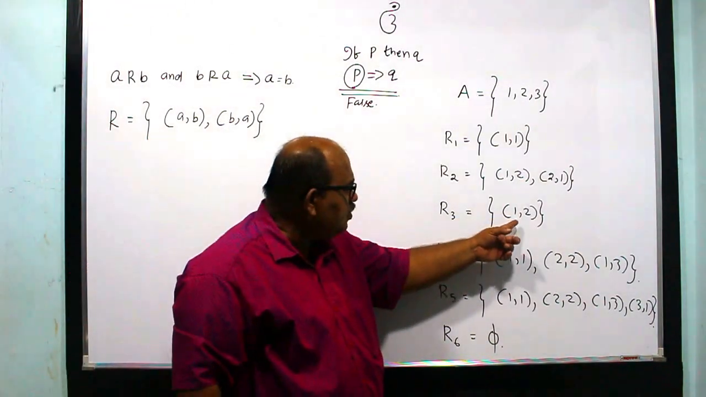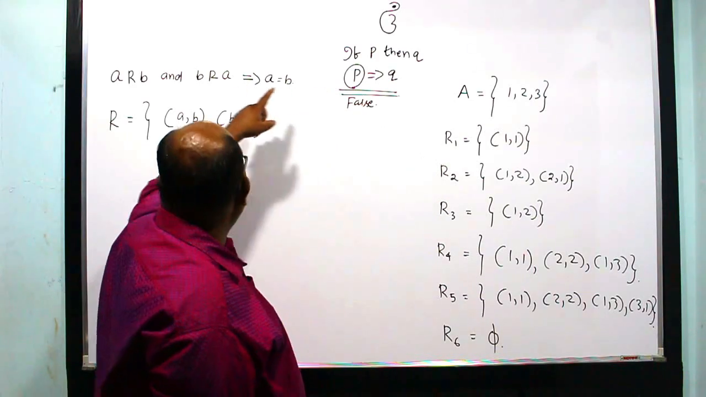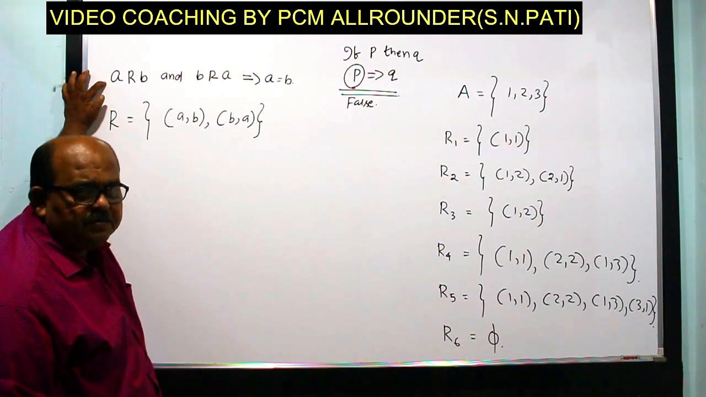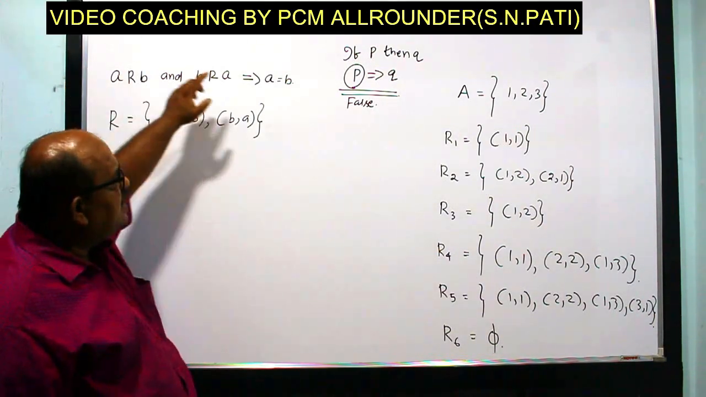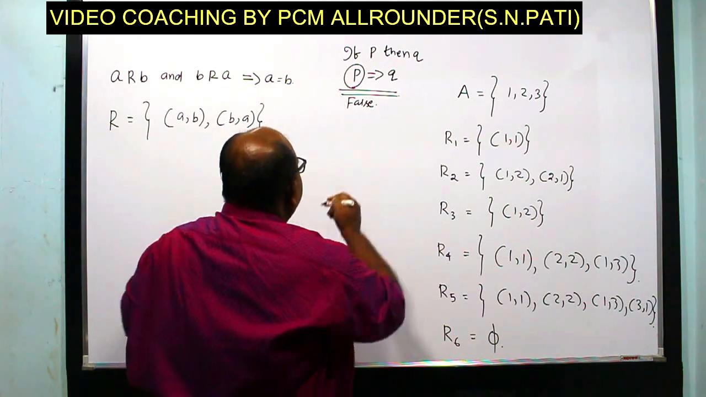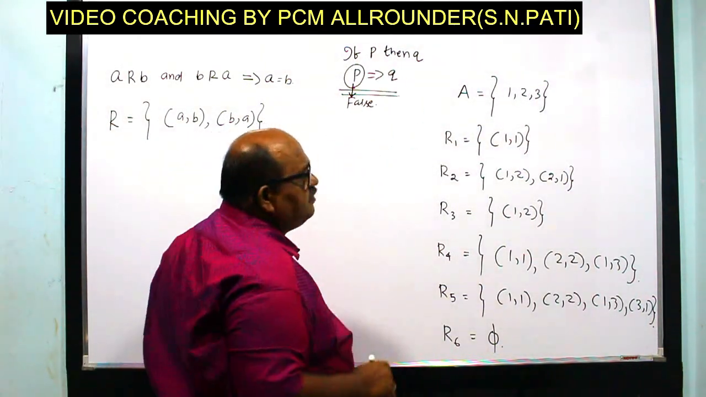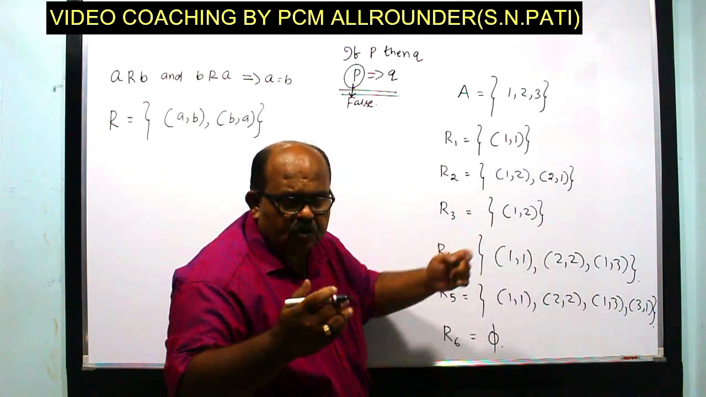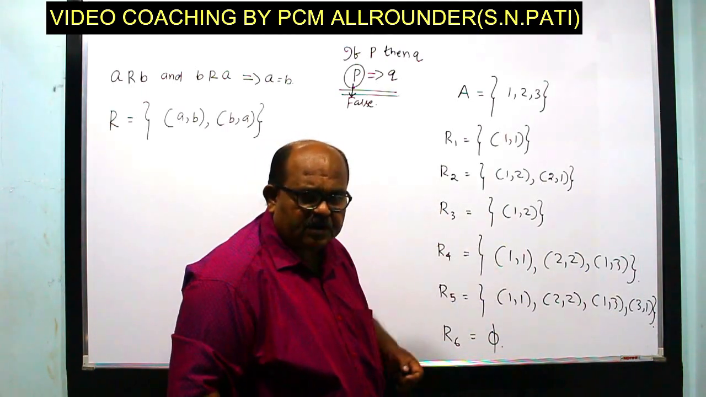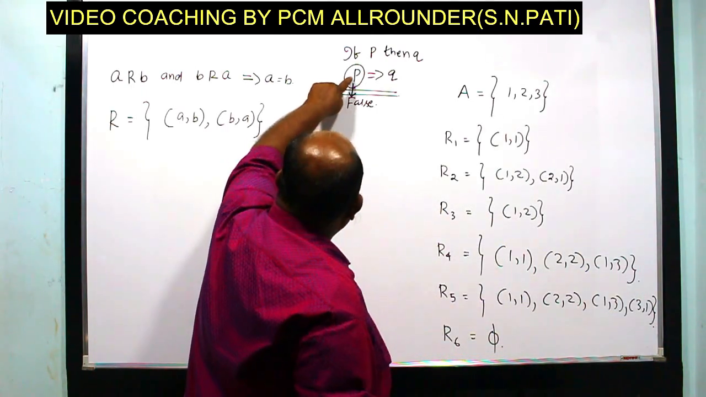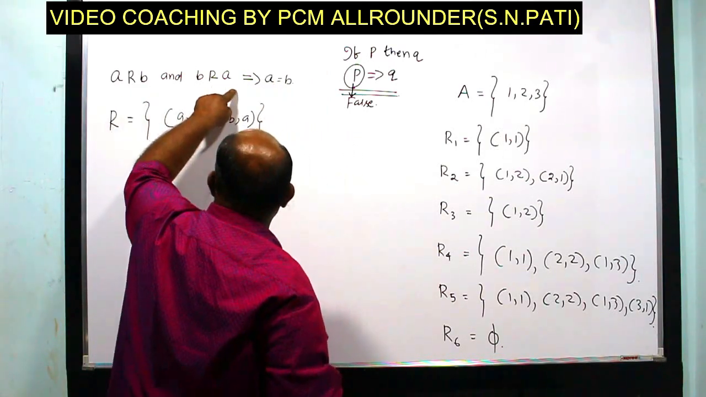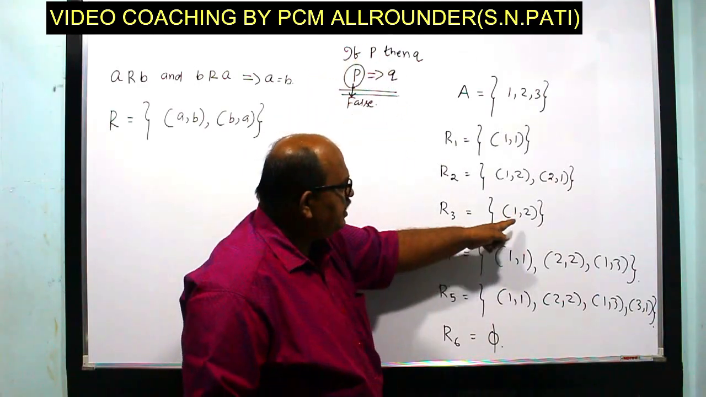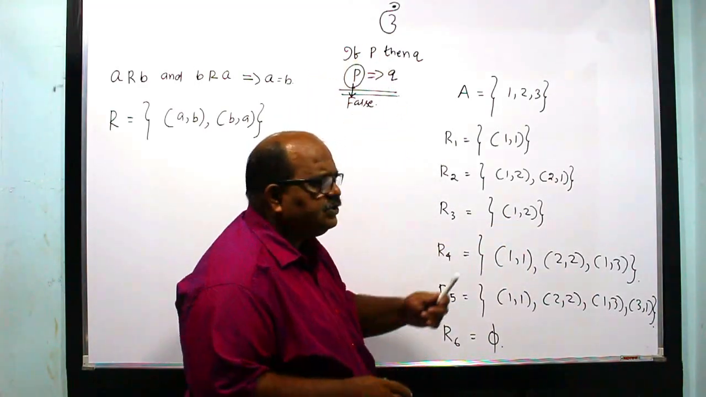Here (1, 2) is present, so this part P, A related to B and B related to A, becomes false. If this part is false, the statement is always true. If P is false, P implies Q is always true. So here the first part becomes false: only (1, 2) is present, there is no (2, 1). So will this be antisymmetric or not? Yes, because the P part becomes false, and if it becomes false, the implication statement becomes true. Here there is no (2, 1), so this is true.